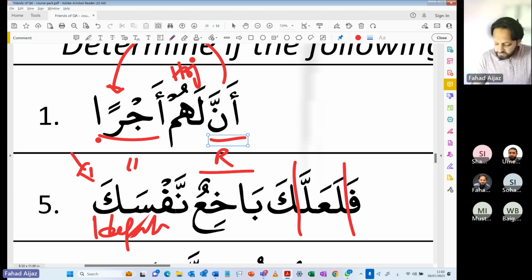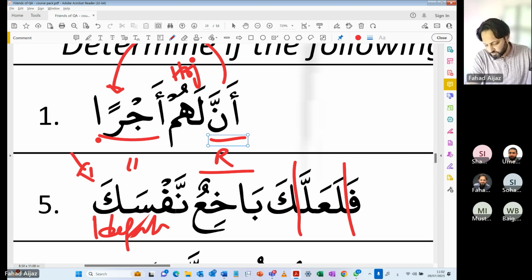Is there any other ka in this script? Fala'allaka. What is the status of this ka? Nasab. Why? La'alla. You see that?